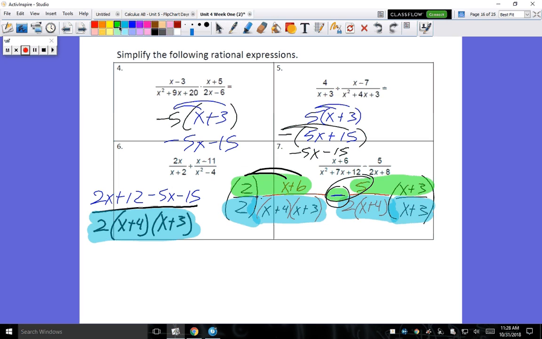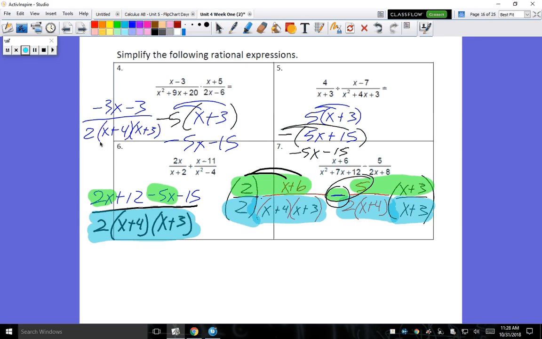Let's see what combines together. We have negative 5, we have 2. So we'll get negative 3x. The 12 and the negative 15 is a negative 3. And now it's all over 2x plus 4, x plus 3.